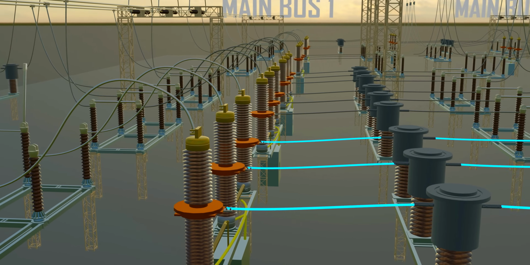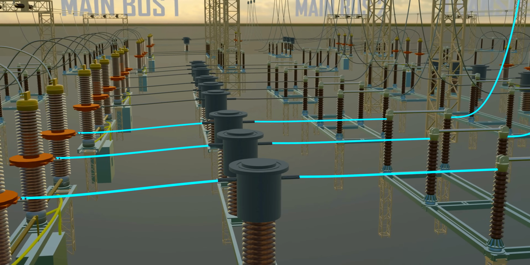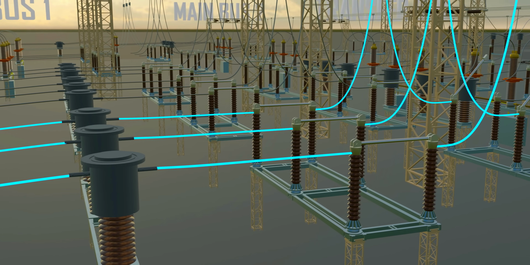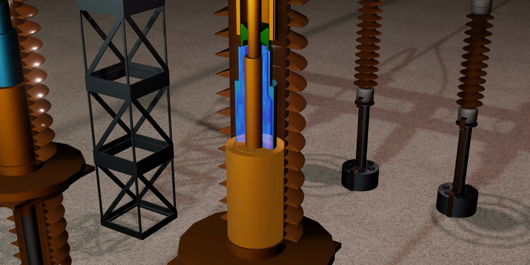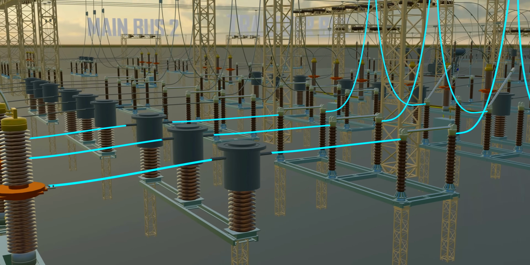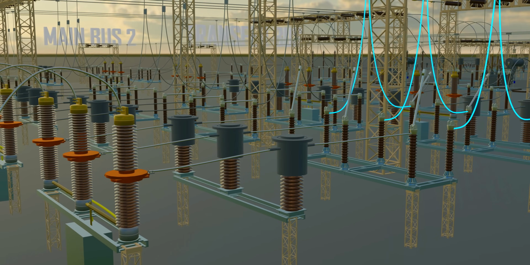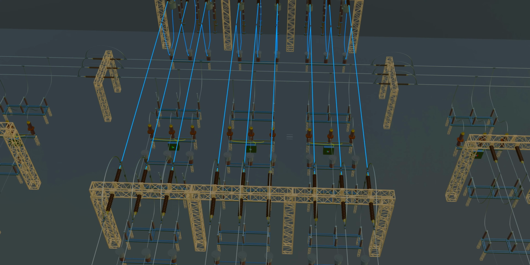You may now ask, why is there an isolator placed before the circuit breaker? The answer lies in maintenance safety. Circuit breakers are complex electromechanical devices and often need servicing. To allow technicians to work safely, an isolator is provided to fully disconnect the supply on both sides. In the same way, all three incoming lines energize main bus 1 using the same configuration.